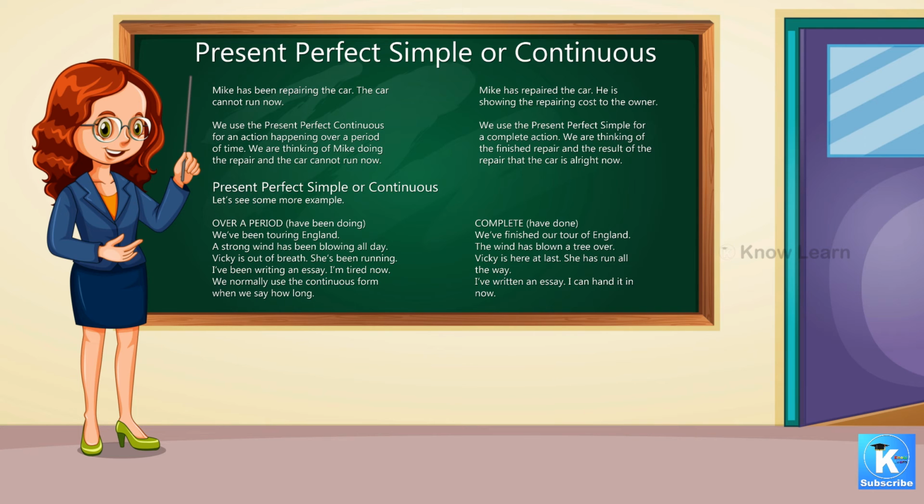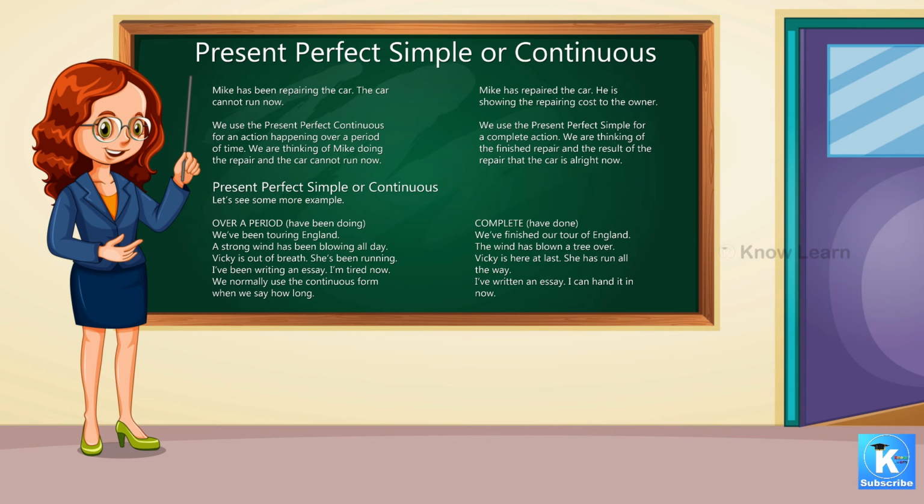Mike has repaired the car. He is showing the repairing cost to the owner. We use the present perfect simple for a complete action. We are thinking of the finished repair and the result of the repair: the car is all right now.